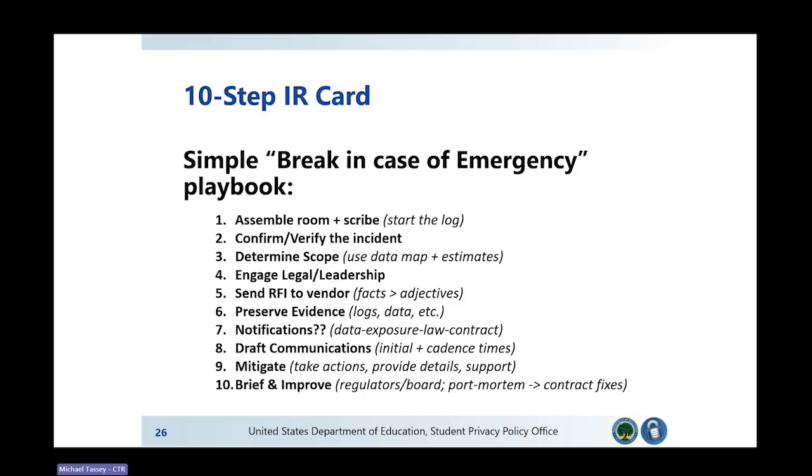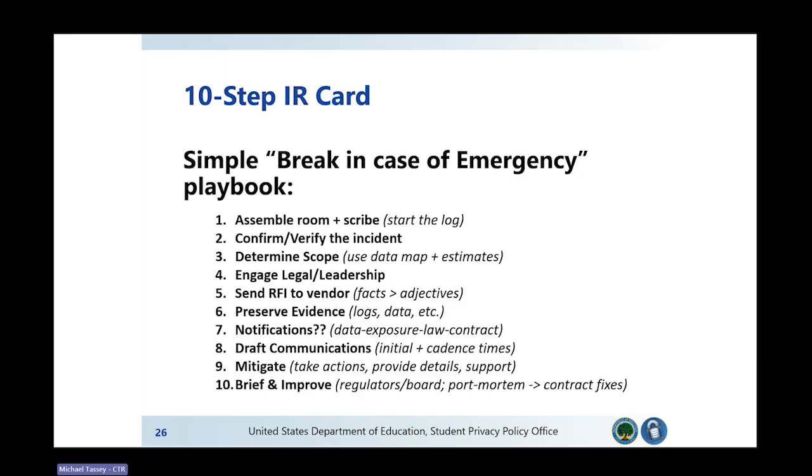You want to send that request for information as quickly as possible, right? Get the facts flowing to yourself. What, when, which systems, what data? Do you have some evidence of this? Is there a timeline that's available? Is law enforcement involved? And what is your plan for public notice?